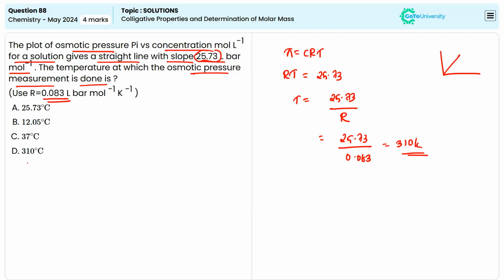So how will you convert it into degrees Celsius? In order to convert degrees Celsius temperature into Kelvin, we have to add 273. Similarly, if you want to convert from Kelvin to degrees Celsius, just subtract 273. So the temperature will be equal to 310 minus 273, that is equal to 37 degrees Celsius. So the correct answer is option C.